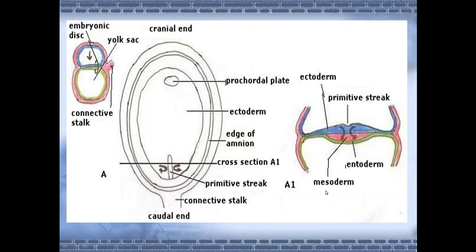See this? This is the inner cell mass. The embryonic disc is formed after the inner cell mass differentiates. Then this forms the primitive streak, which gives rise to 3 germ layers. And where is the procaudal plate? At the cranial end. And here is the primitive streak.